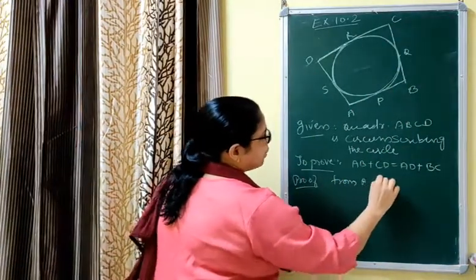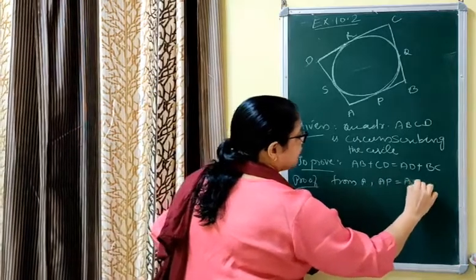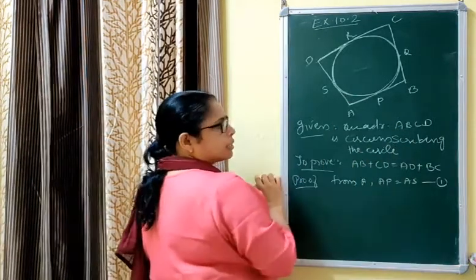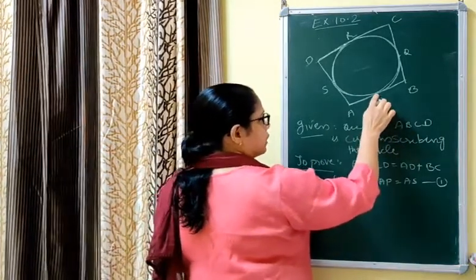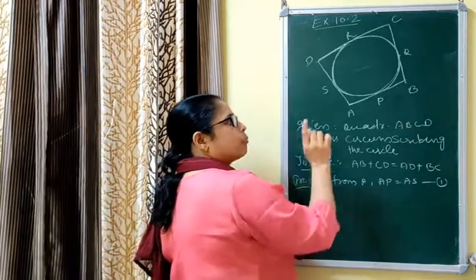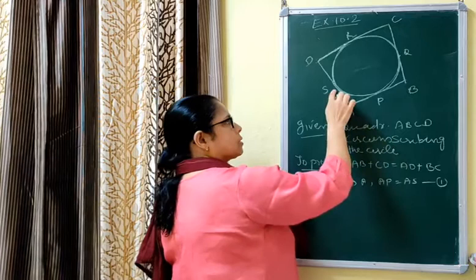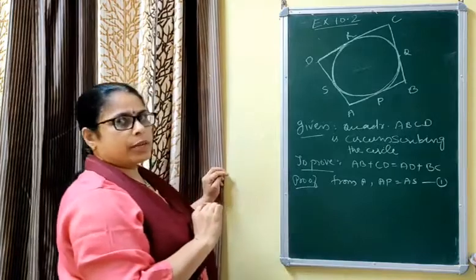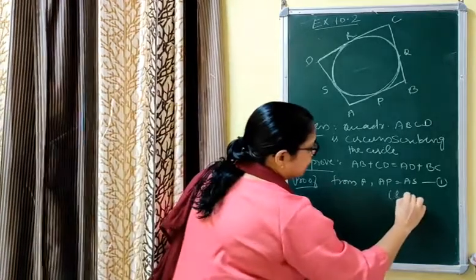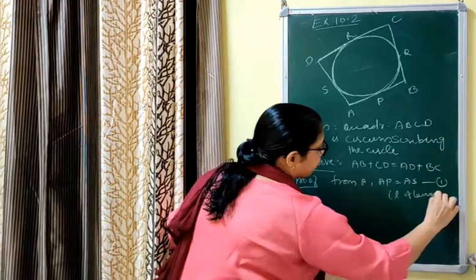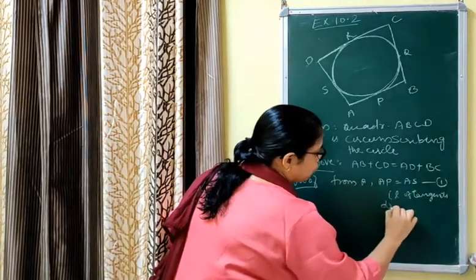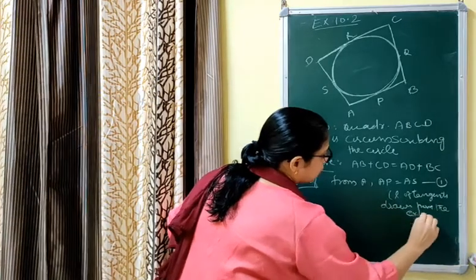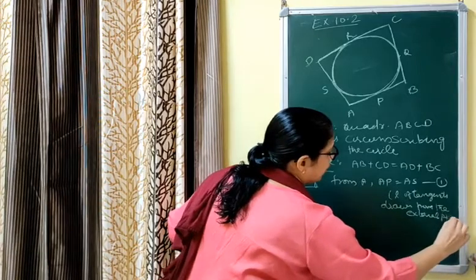From A, AP is equal to AS. Equation number 1. Why? A is the external point, AP and AS are two tangents. Because AP is touching the circle at P. The line which touches the circle at exactly one point is a tangent. Similarly, AS is the line touching the circle at S. That means AP and AS, two tangents are drawn from A to the circle. So what reason will you write? Length of tangents drawn from the external point, the external point meaning point A.